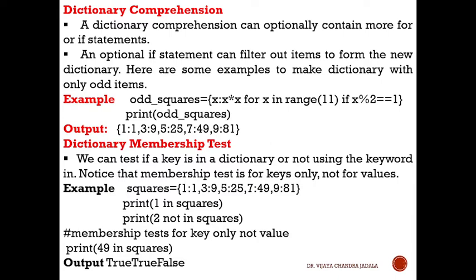Then comes the dictionary membership test. We can test if a key is in a dictionary or not using the keyword in. Notice that membership test is for keys only, not for values. Squares = {1: 1, 3: 9, 5: 25, 7: 49, 9: 81}. So the first one is the actual number, second one is the square. So here, membership can test whether the value is exact or not. So true and false, like that the membership test can be done.